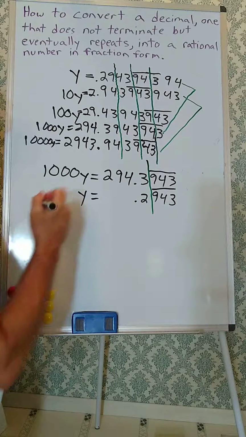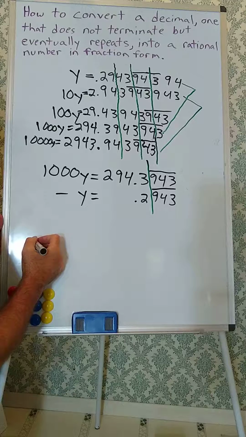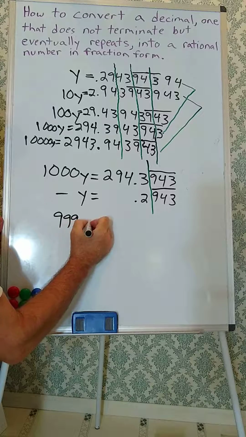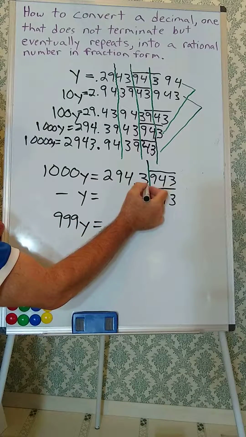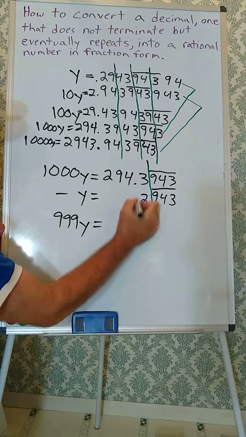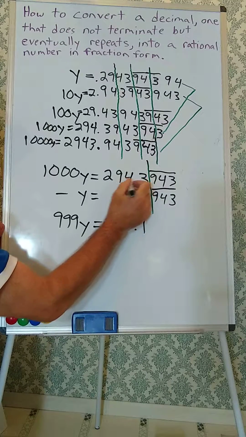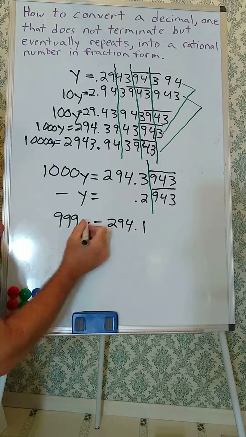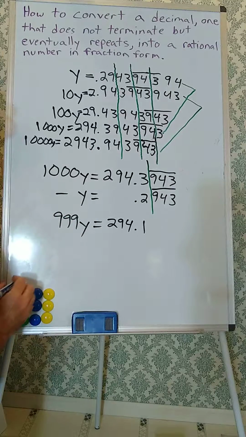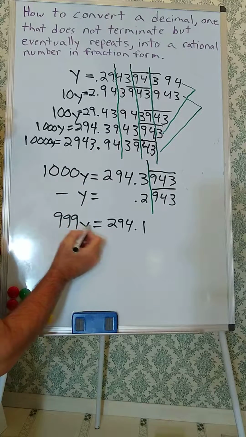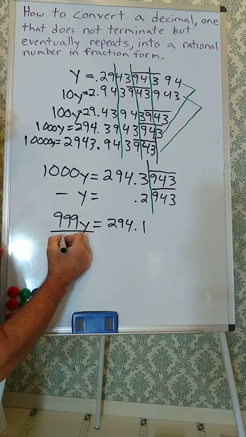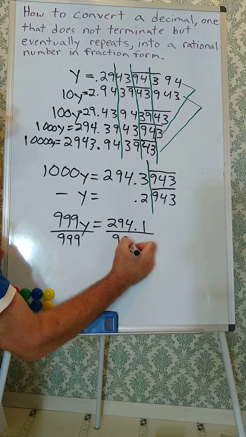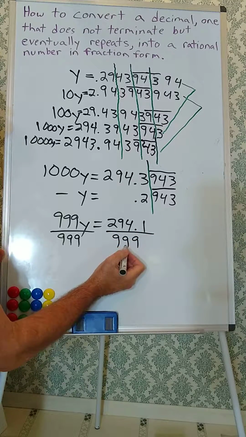So let's subtract. So we take y away from 1000y, and that's going to give us 999y. And subtract 2 tenths from 3 tenths, we get 1 tenth, and then this is 0, so this is going to be 294, and 1 tenth is equal to 999y. And this is multiplication, so we undo that using division, the inverse operation, and we divide by the same value on the other side to keep the balance.